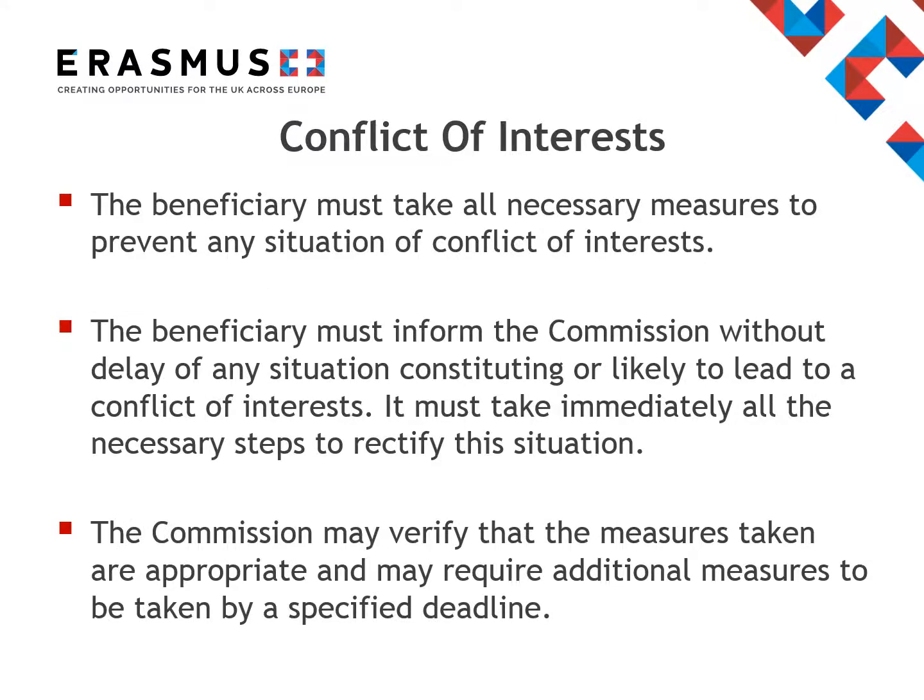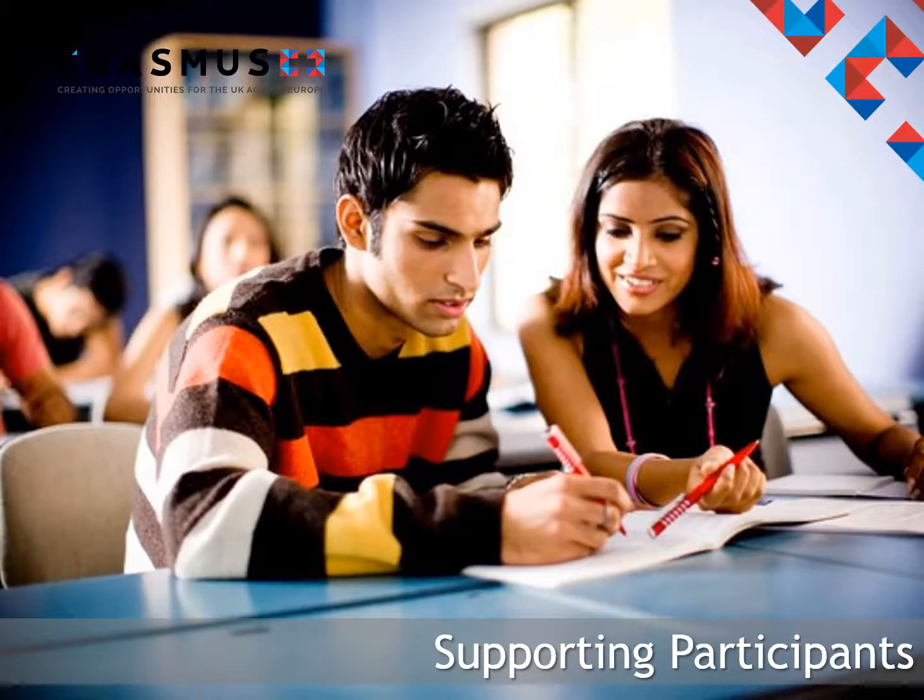Conflict of interest. The beneficiary shall take all necessary measures to prevent any situation where the impartial and objective implementation of the agreement is compromised for reasons involving economic interest, political or national affinity, family or emotional ties, or any other shared interests. You must inform us if there is a conflict of interest as soon as possible.